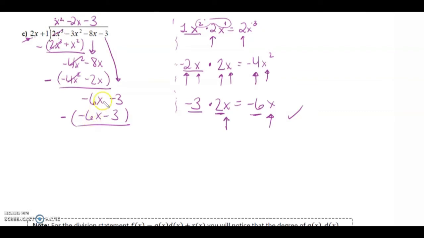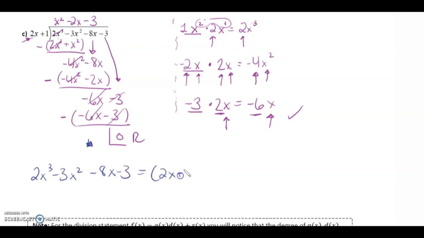So check this out. These two are identical. They cancel out. These two are identical. Those cancel out. We have 0 remainder. Okay, let's write the division statement, then we're going to talk about this. So our division statement is 2x cubed minus 3x squared minus 8x minus 3 equals (2x plus 1) times (x squared minus 2x minus 3) plus 0.